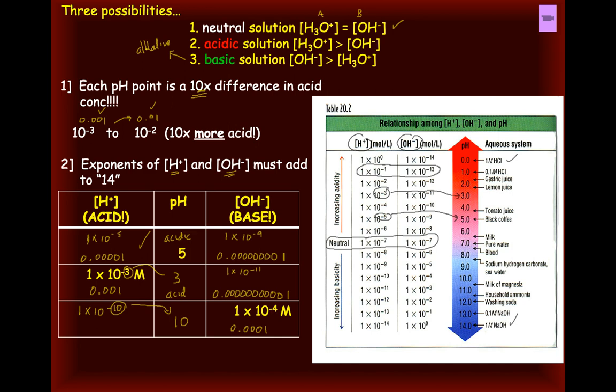Seawater being in here at about a little over 8 is interesting, right? Milk of magnesia is an antacid that you would take for a bad stomach. Ammonia, washing soda, by the way, is sodium carbonate. That would be a carbonate ion, which would be more of a basic kind of ion. So you get the idea from this.